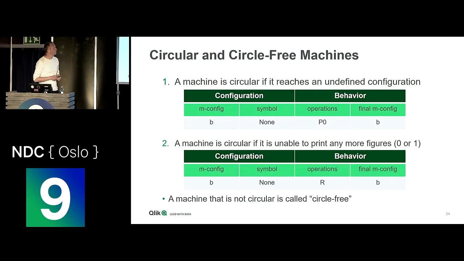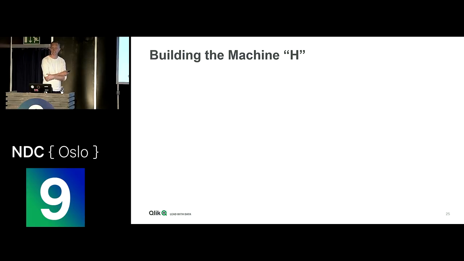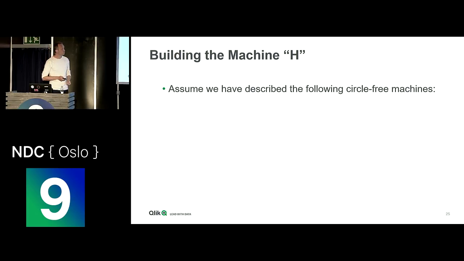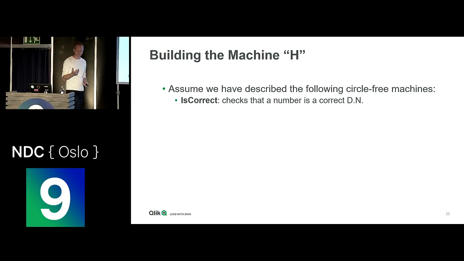Now we're going to build a rather odd machine. We're going to call this machine H. It's difficult to come up with a better name for it. This is the name that Turing gives it, and it's probably because it comes after G. He was not very good at coming up with names either. So this machine, H, what it does is that we will start by assuming that we have three small machines. The first one we will call isCorrect.